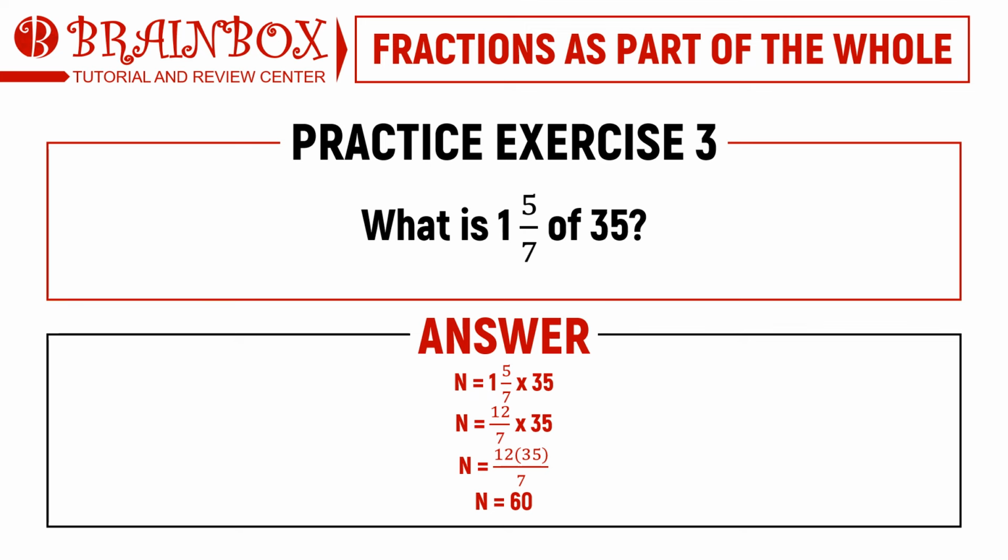But don't worry, when given an item like this, we only have to transform this mixed fraction to its improper form. Multiply 7 and 1. Add 5 to the result and we have our new numerator. As for the denominator, we only have to copy the original denominator and that's it. We then perform the rest of the steps we already know. From here we get n equals 12/7 times 35. Manipulating the equation, we get n equals 60.